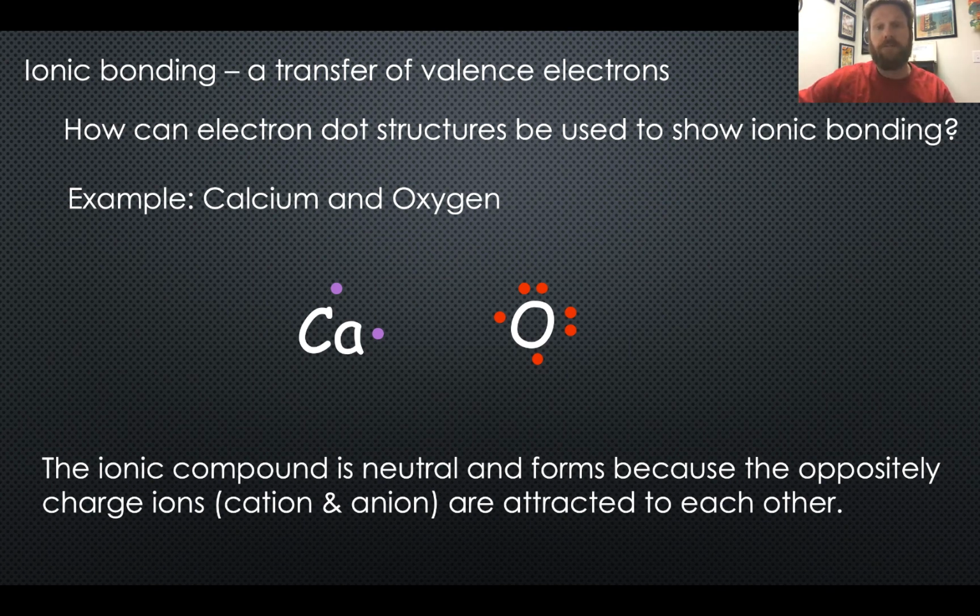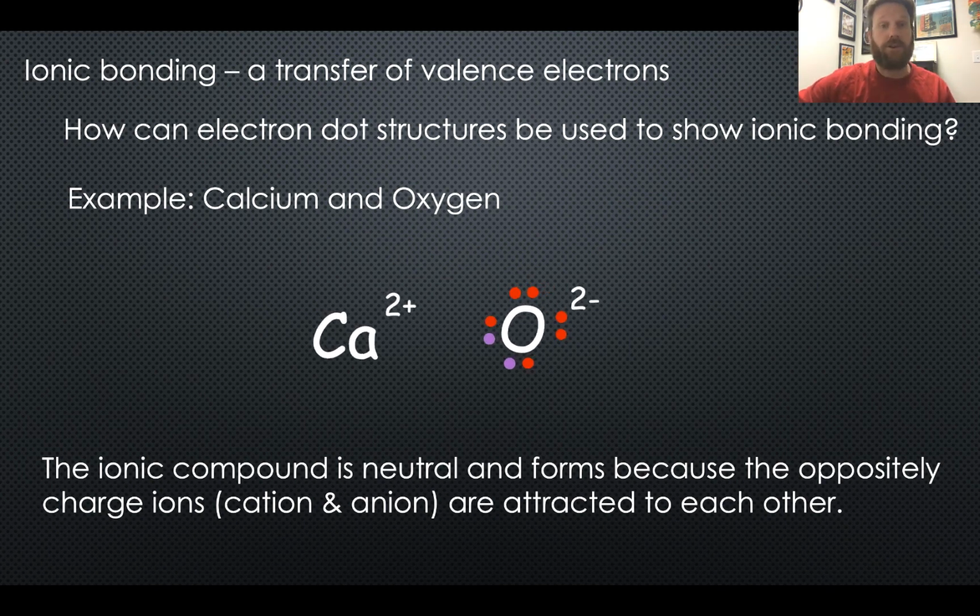The whole point of forming a bond is for both atoms to achieve a full valence shell of 8 electrons. Calcium atoms can achieve this by getting rid of these 2 valence electrons. Oxygen atoms can achieve this by gaining 2 more valence electrons. Well, this works out perfectly. Calcium can transfer its 2 valence electrons to oxygen. When that happens, calcium becomes a 2+ cation and oxygen becomes a 2- anion.